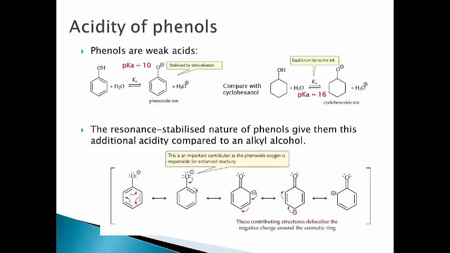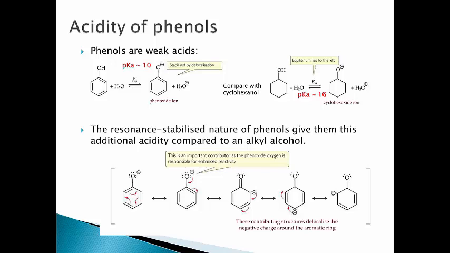So now let's have a look at the acidity of phenols. So this is actually a very interesting slide. So phenols, remember, are a benzene ring with an OH group coming off them. So that benzene ring has that cloud of delocalized electrons above and below the plane of the actual benzene ring, and we have an OH coming off it.